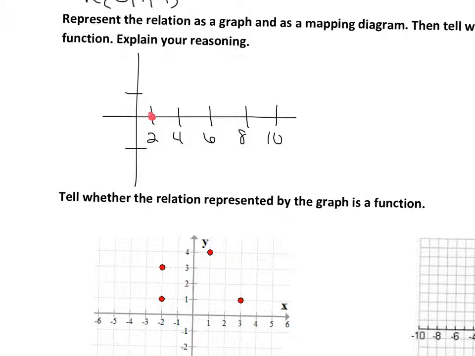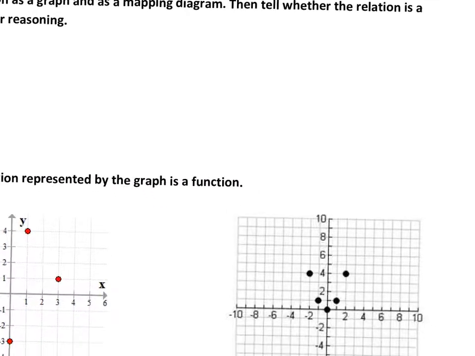Then I have (4, 1), so we'll go right 4, up 1. I have (6, 0), so we'll go right 6 and stay put for the y value. I have (8, -1), so we'll go right 8, down 1. And then I have (10, 0), so we'll go right 10 and nowhere. Now we don't really have to connect them. You could connect them if you want, but you don't have to, because we just wanted to plot our points.